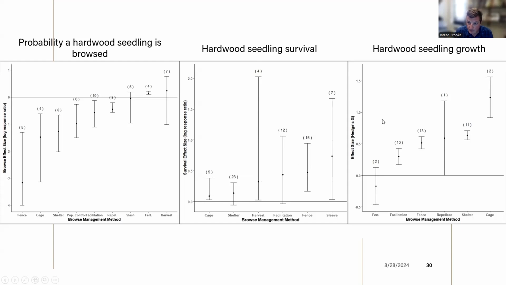sleeves on. As far as growth, the methods that increased growth were plant facilitation, fencing, sheltering, and then caging, all increased hardwood seedling growth.